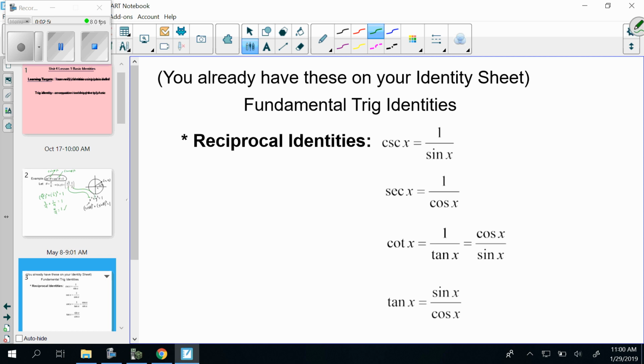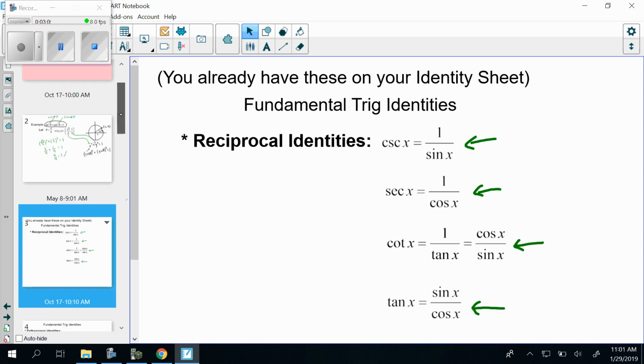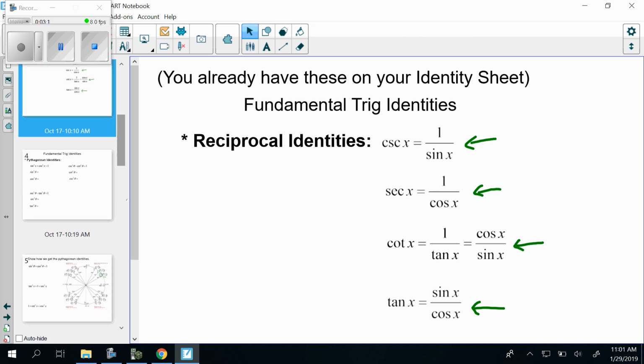We also know some of these reciprocal values. Cosecant is the same as 1 over sine. Secant's the same as 1 over cosine. Tangent is sine over cosine, and then cotangent's 1 over tangent, so that would be the reciprocal of cosine over sine. So those are also going to be important as we start looking at these identities.